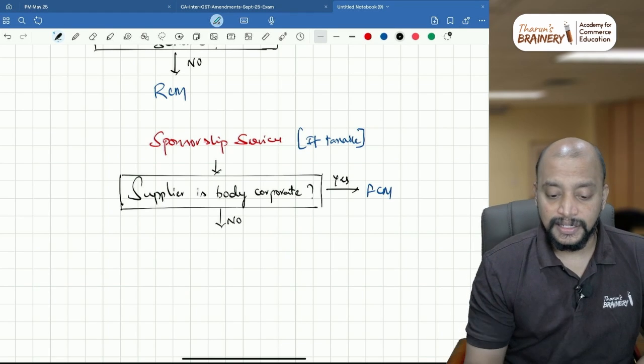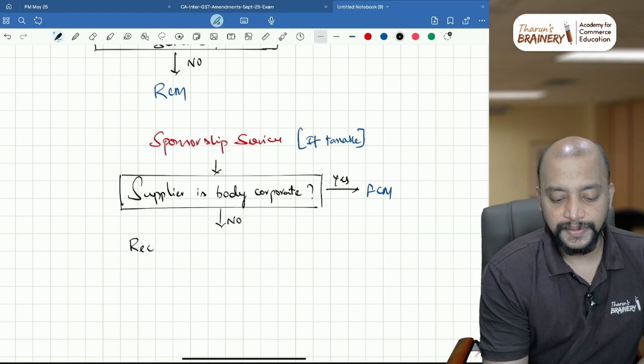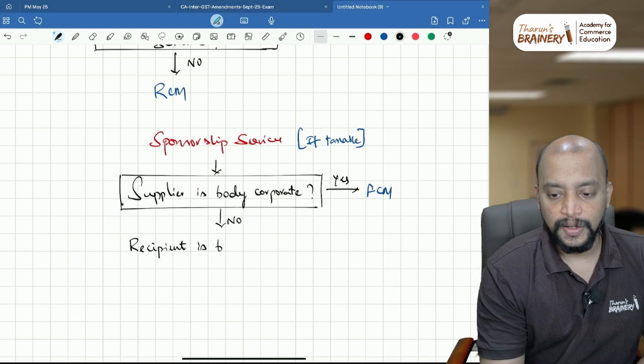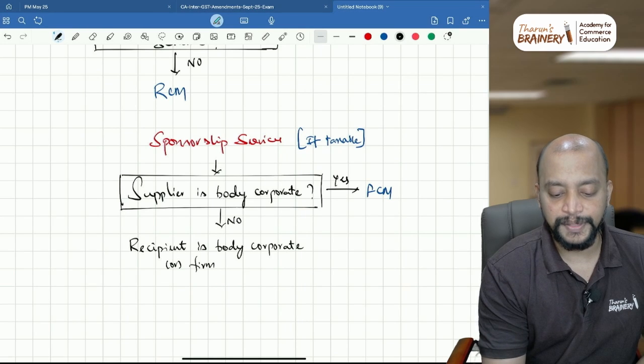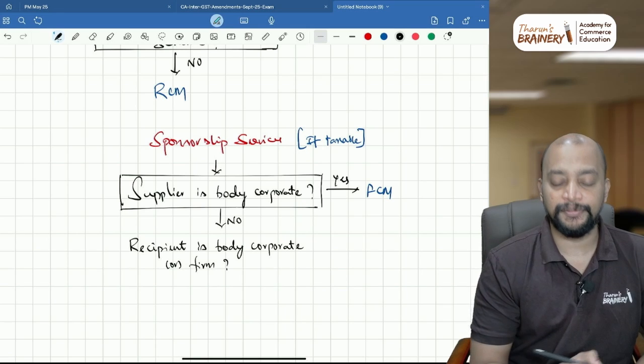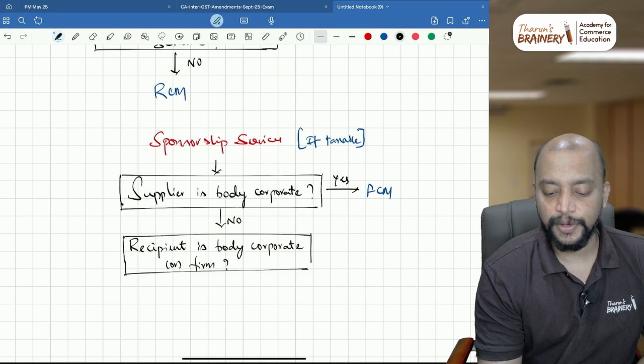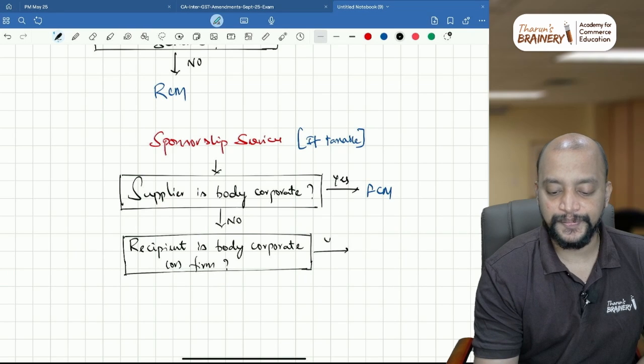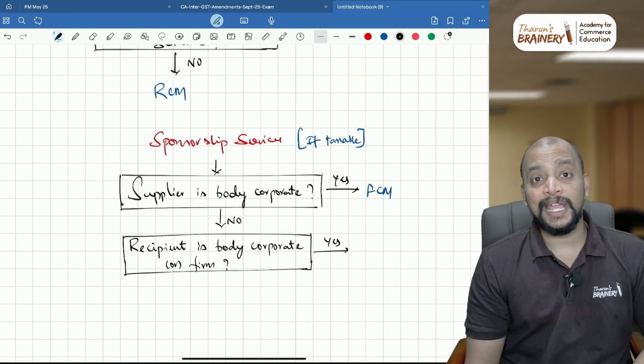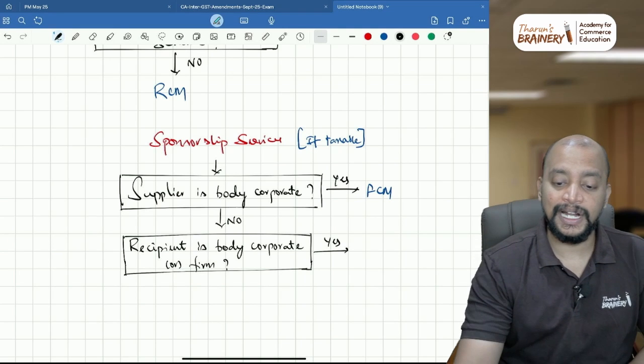Is recipient a body corporate or firm? Recipient is a body corporate or firm? If it is yes, recipient is a body corporate or firm, yes, then who will pay? RCM. It will come under RCM.